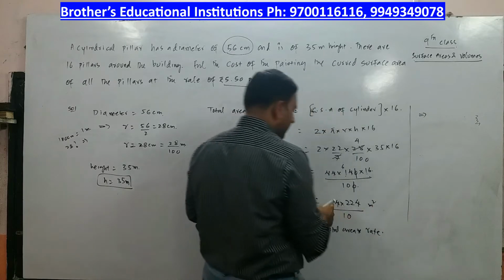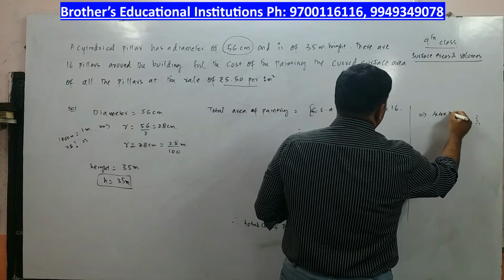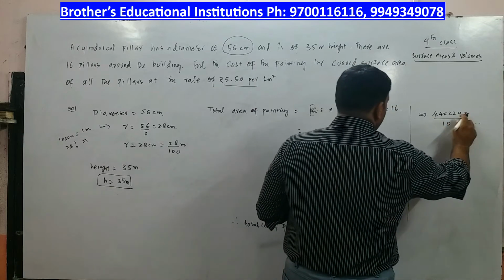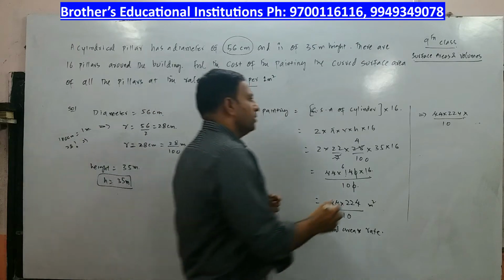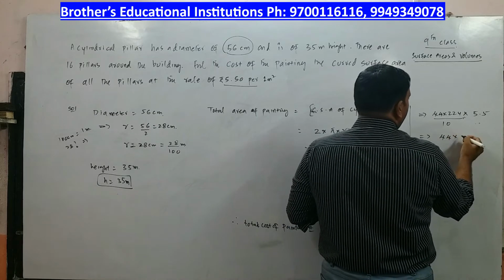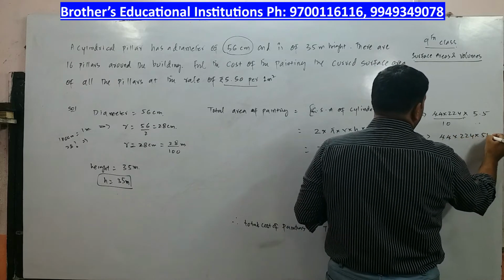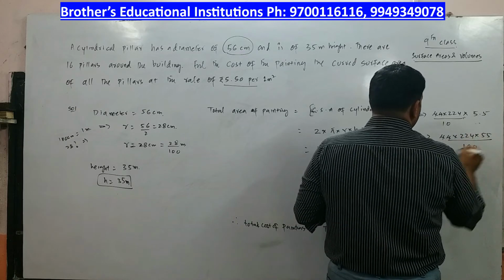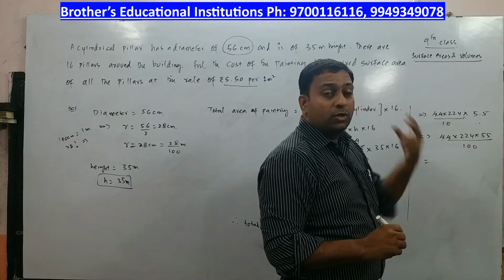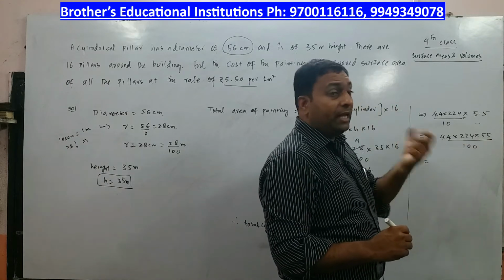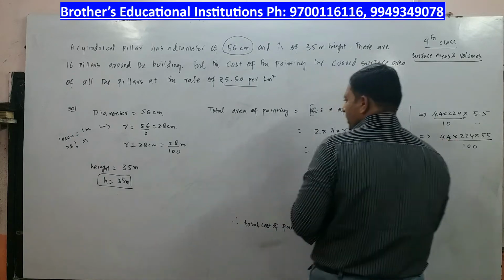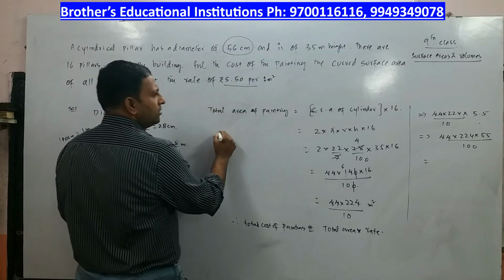So the total cost of painting is 44 into 224 divided by 10, into, what is the cost of painting? 5.5. So into, I will write 5.5. So further I can write 44 into 224 into 55 by 10 into 10 will be 100. So all you need to do is to multiply this and then divide by 100. Whatever answer you get is the total cost of painting in rupees. Now let us take some time and try to multiply this. First I will multiply in the rough work, because of place constraint.